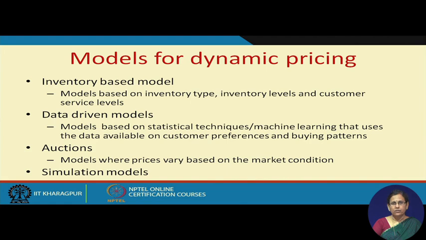Then your auctions. Here the auctions are the models where the prices vary based on the market condition. Depending on the supply and demand condition, the prices vary. You can also have simulation models for dynamic pricing. So, these are some of the methods, out of which you are now going to know more about auctions.